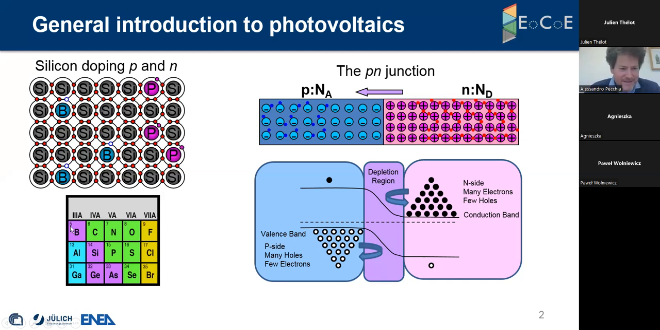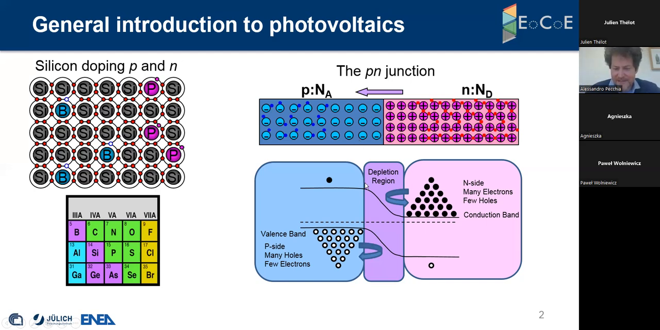On the other side, you can dope with boron, aluminium, gallium, which are group three materials. And here you have a lack of electron that behaves like a particle, and it's a hole. When you join together these two, something interesting happens. You have the so-called PN junction.